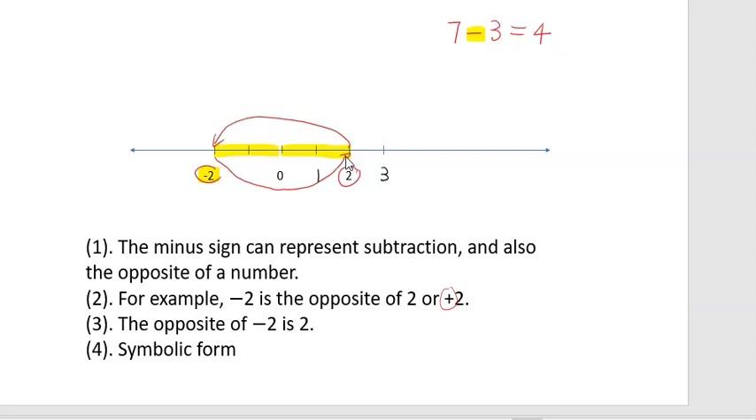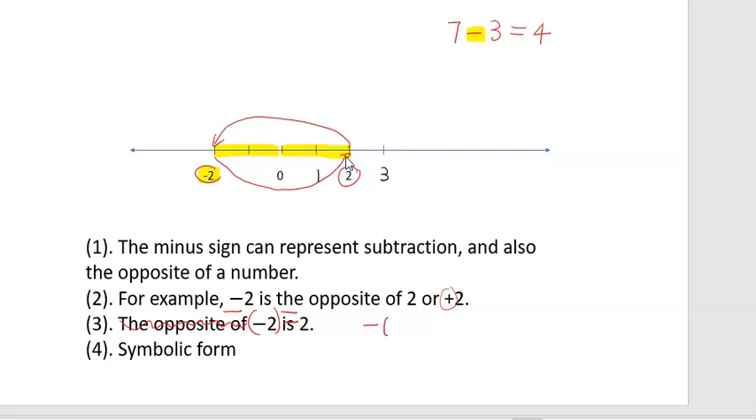So this third sentence right here, the opposite. And for the opposite, we can also use a minus sign to represent it. So this whole thing, I can replace it with a minus sign and just say the opposite. This minus sign represents the opposite. So the opposite of -2 is +2.